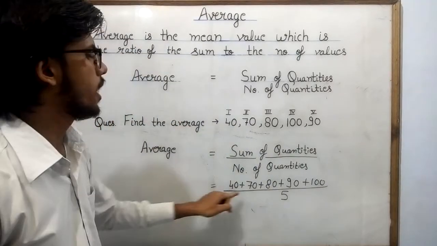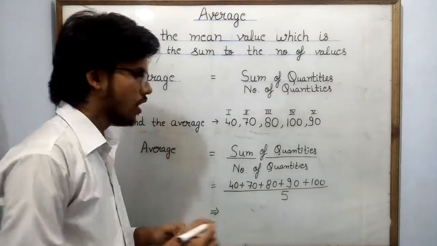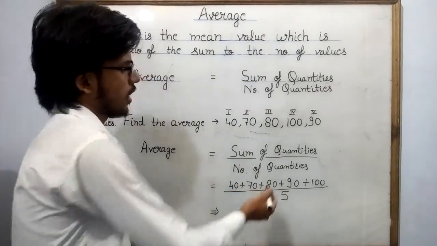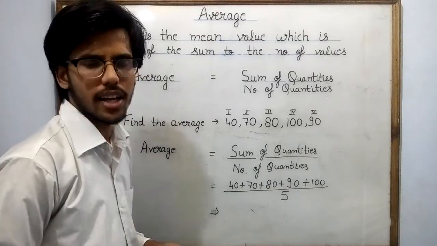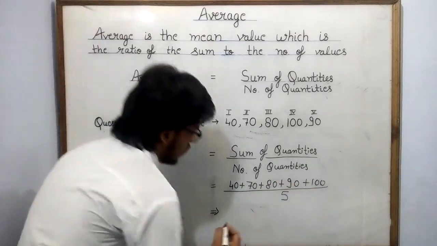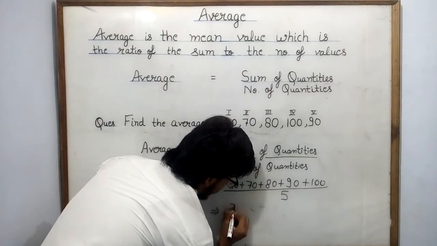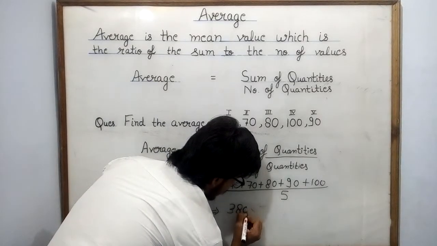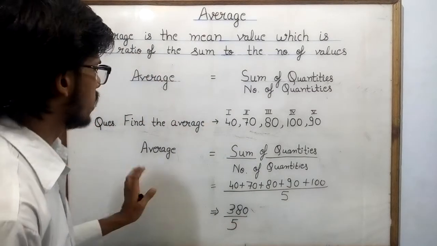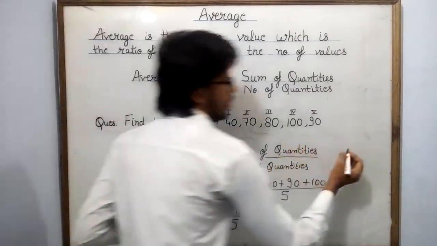Let's add: 40 plus 70 is 110. 110 plus 80 is 190. 190 plus 90 is 280. 280 plus 100 is 380. So 380 divided by 5.